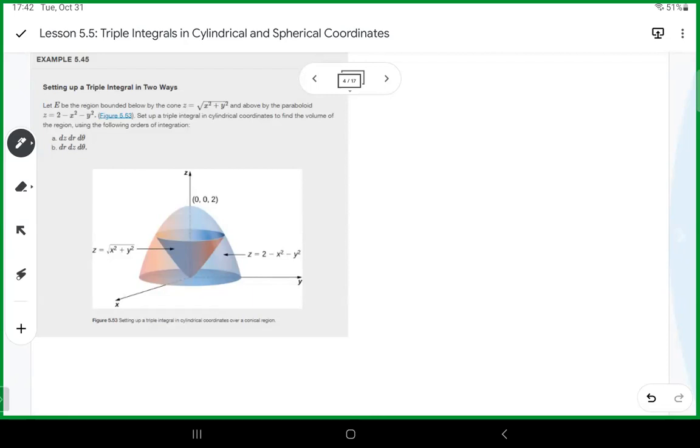So the first thing you need to pick up on is that the cone is a radius of 1.